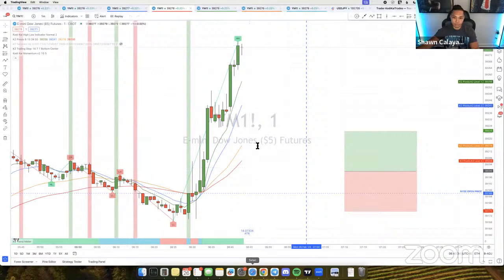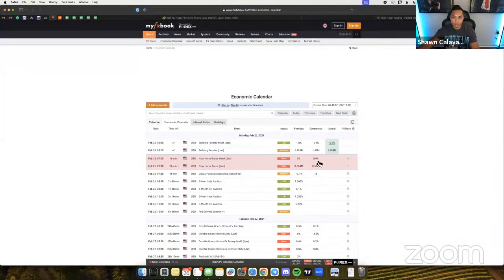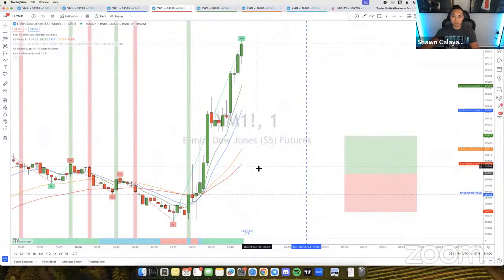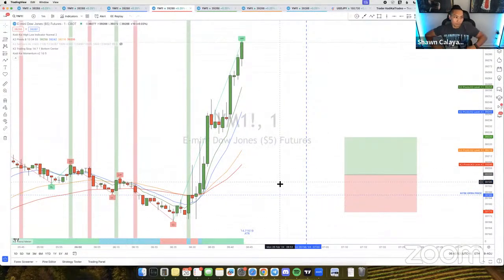Let me check the news real quick. So the news is forecasted to be very, very negative, actually. Month over month is supposed to be really negative. For the month of January, it's supposed to be positive. So mixed news at 7 o'clock. I was really hoping we'd have the entry right away, but as you guys can tell, there's nothing going on here.